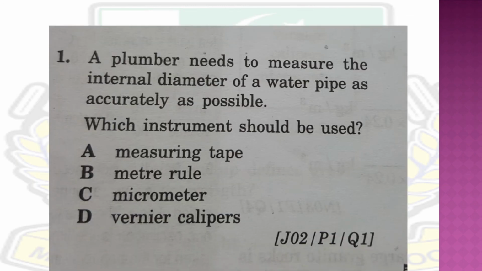The next question is, a plumber needs to measure the internal diameter of a water pipe as accurately as possible. Which instrument should be used? You have to recall some of your knowledge from chapter number 1. Option A is measuring tape, option B is meter rule, option C is micrometer, option D is vernier calipers. So think about it, recall all the concepts, and try to find out the correct option.